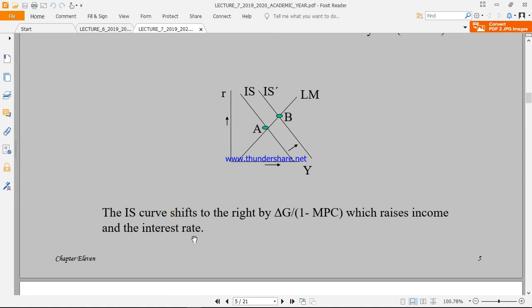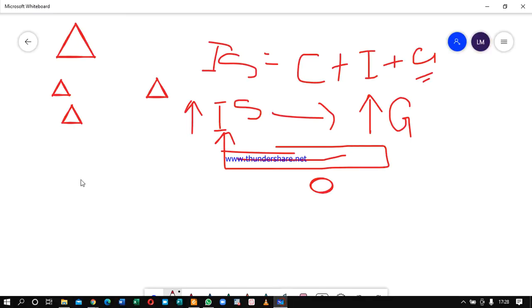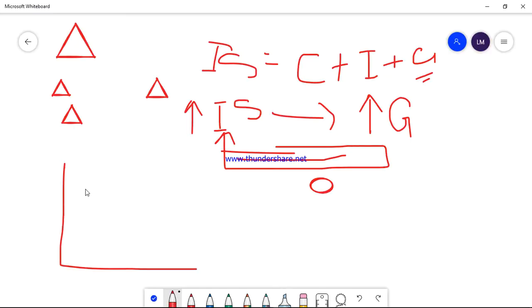So what I'm saying is this. We have this. Okay? We have that. So initially, we had that as our R0, and then we had that level of income. Let's call this Y0. So I've got our IS1 there, and then this is our LM curve.